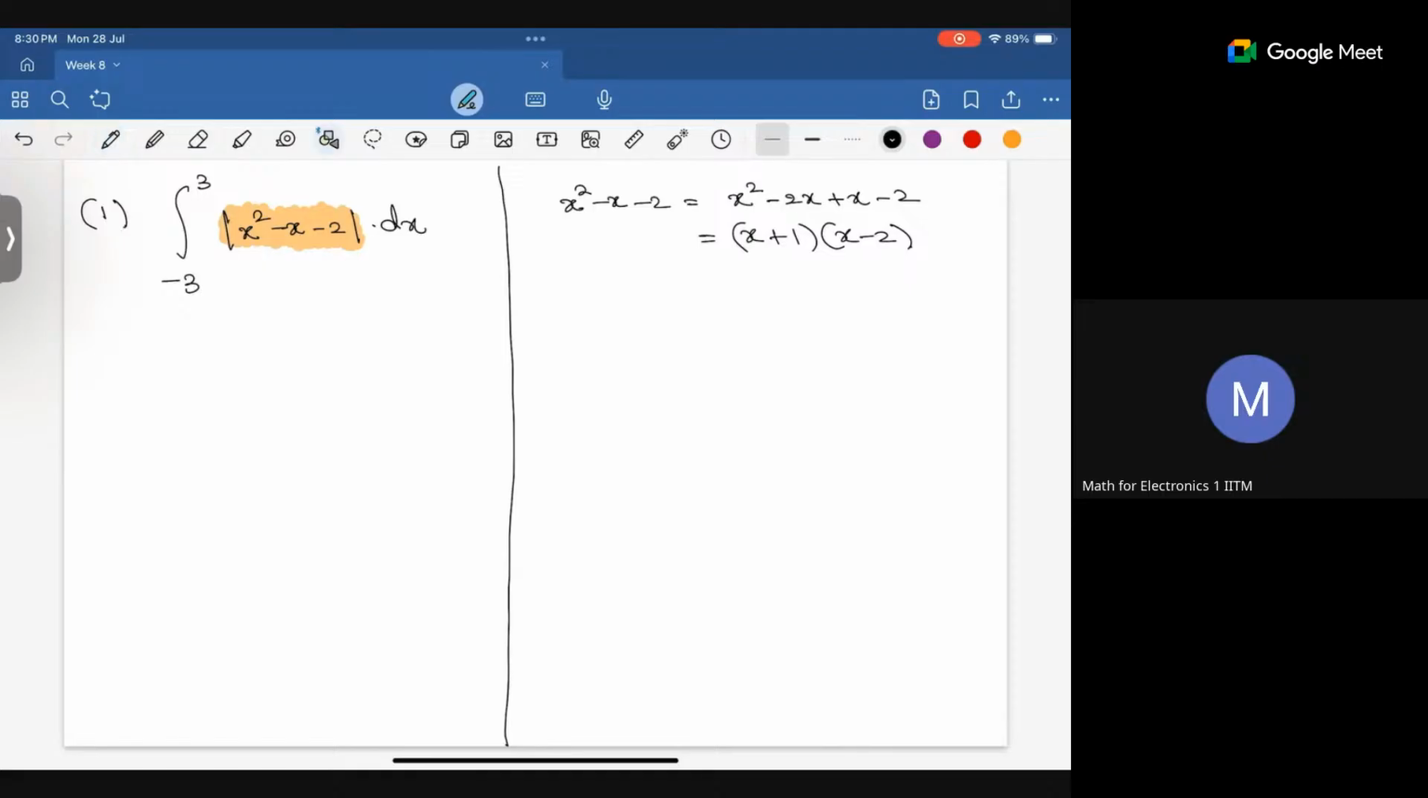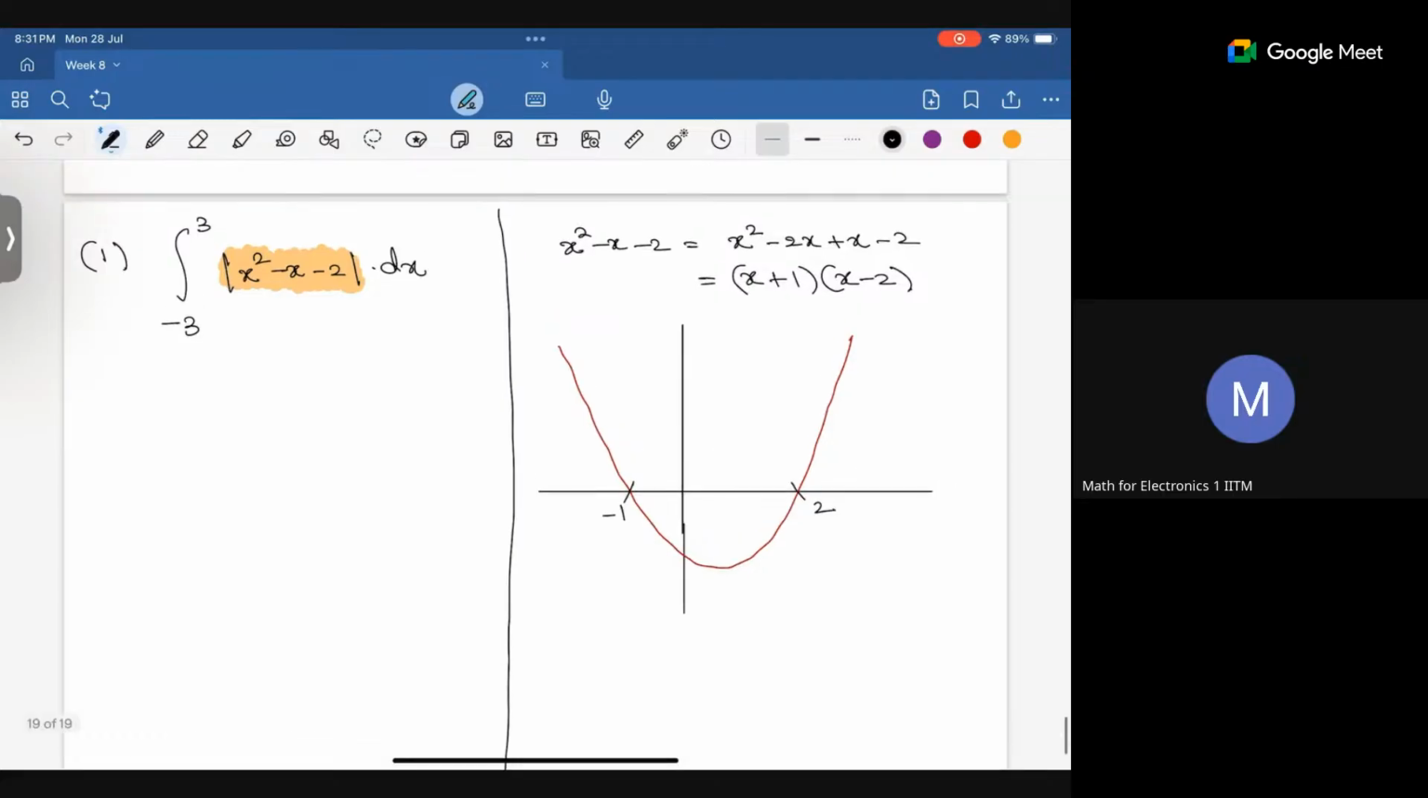If I roughly plot this, the coefficient of x square is positive, so it will be an upward parabola and it will intersect the x-axis at minus 1 and 2. Roughly this is how it will be. This is minus 1 and this is 2. Now if I take the modulus of this, how do you think the curve will change?